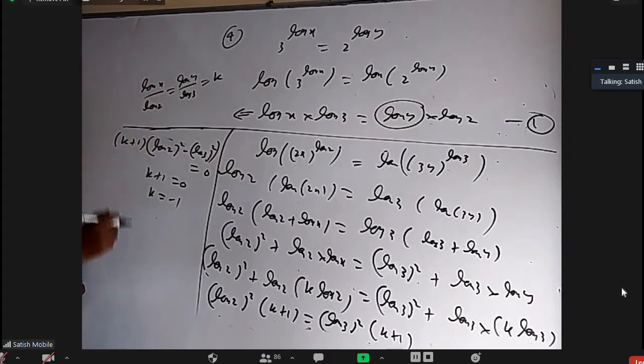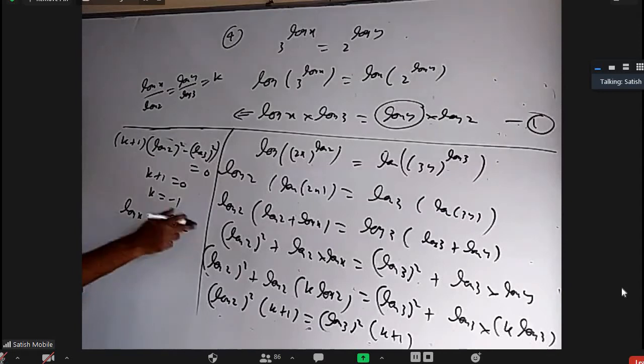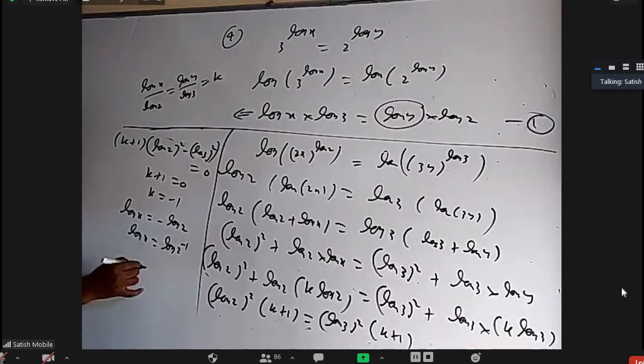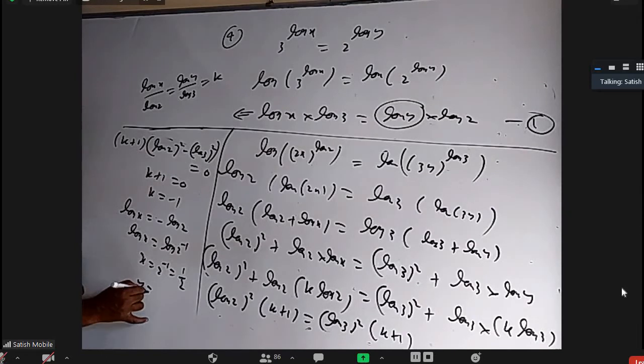Here when k equal to minus 1, what does it mean? Log x equal to minus log 2. Give that minus there. Log x equal to log 2 power minus 1. X equal to 2 power minus 1, which is 1 by 2. Similarly, we'll get y equal to 1 by 3.